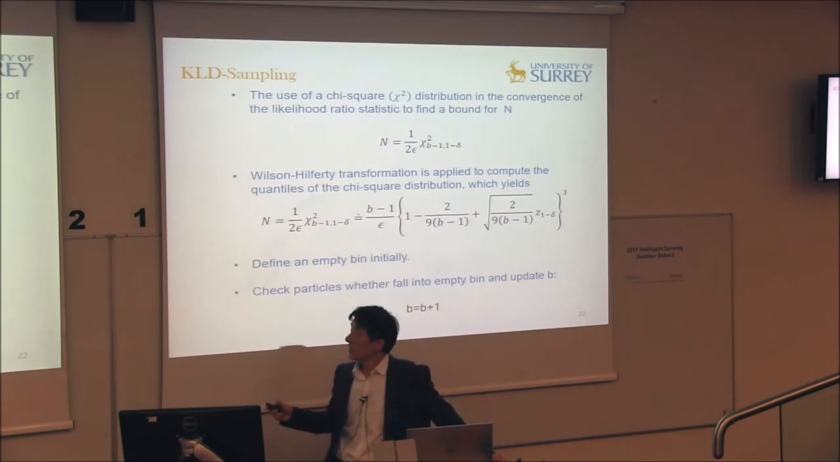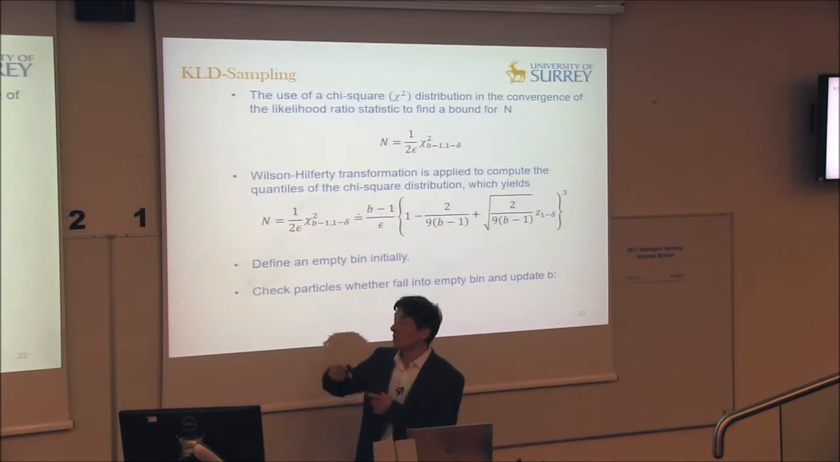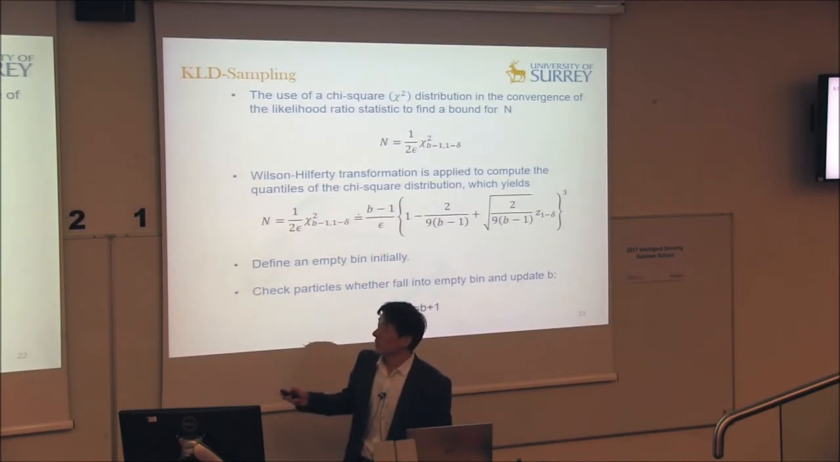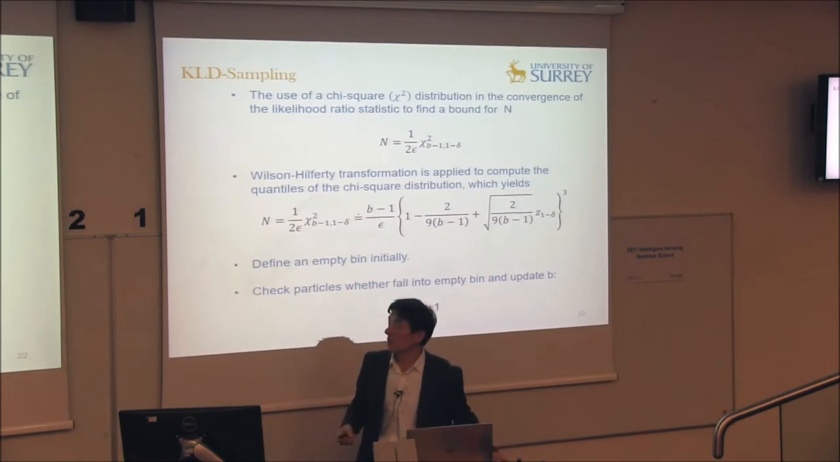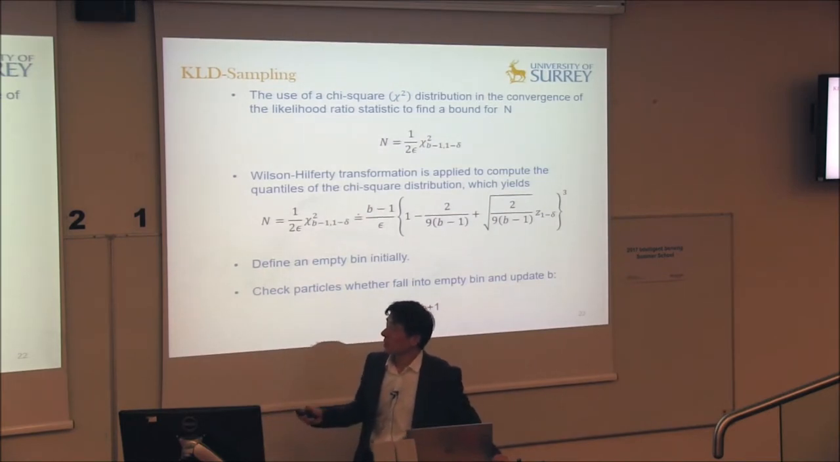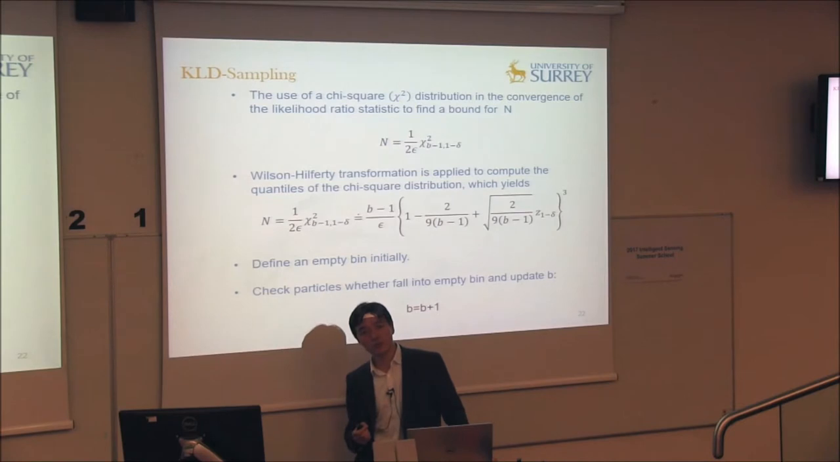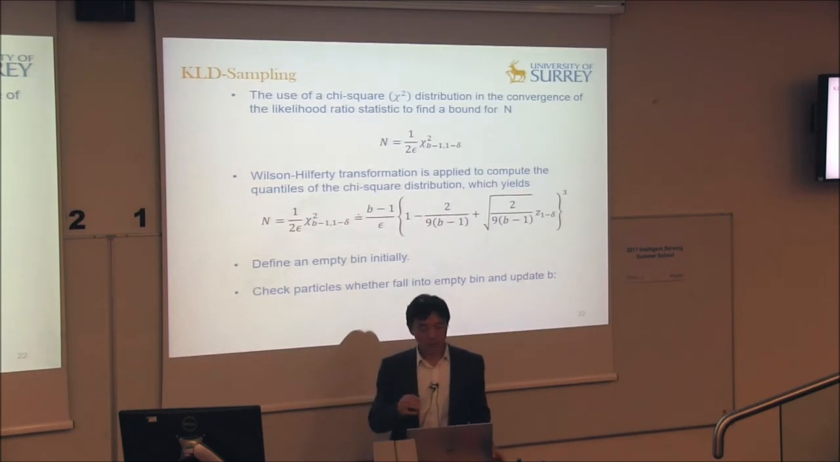So the important parameter here is b, the number of bins that you can use to approximate that distribution, because it's essentially like a number of bins, you come up with a histogram. And this epsilon tells you the errors. This is also set in practice. So basically what you do is you come up with this type of equation. This is based on the Wilson-Hilferty transform. It looks like a complicated equation, but essentially the key parameter here is b. So b is the number of bins that is used to estimate the number of particles that you should use in order to bound the errors that you want to achieve.